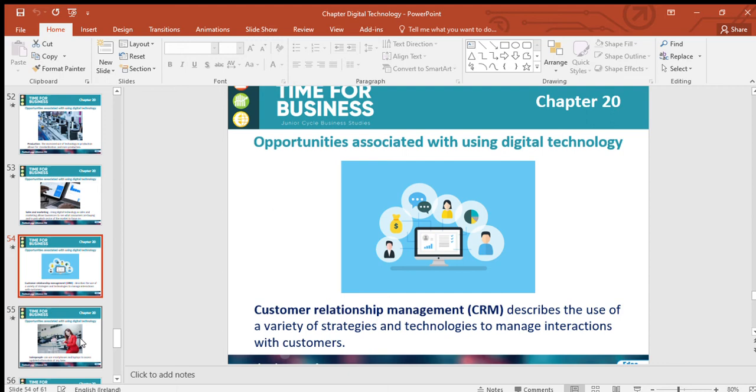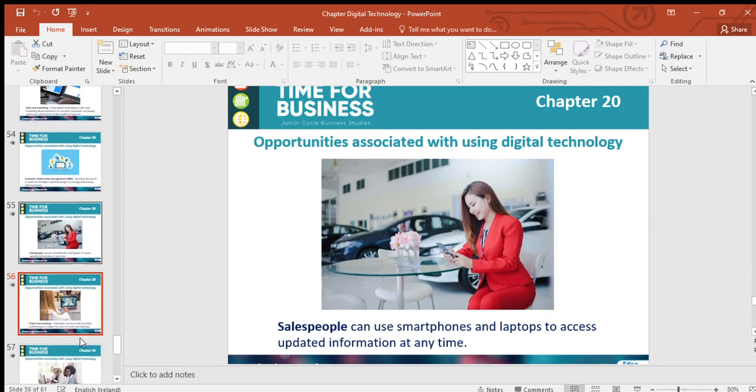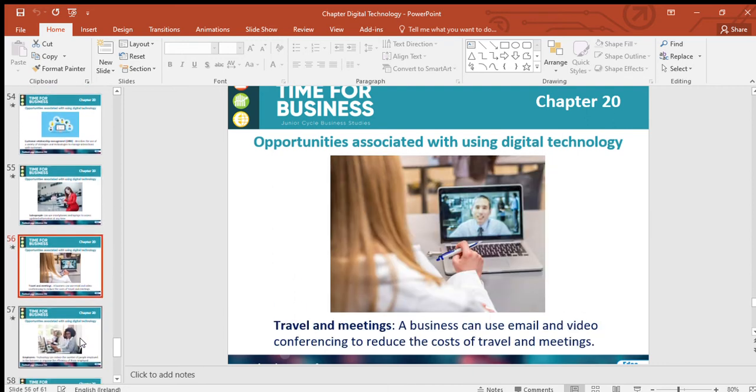Customer relationship management, CRM, describes the use of a variety of strategies and technologies to manage interactions with customers. So you can have any form of online platform where you can discuss or come up with strategies on how to deal with customers and interact with them, rather than meeting them face to face. Salespeople can use smartphones and laptops to access updated information at any time. And on travel and meetings, a business can use email and video conferencing to reduce the cost.